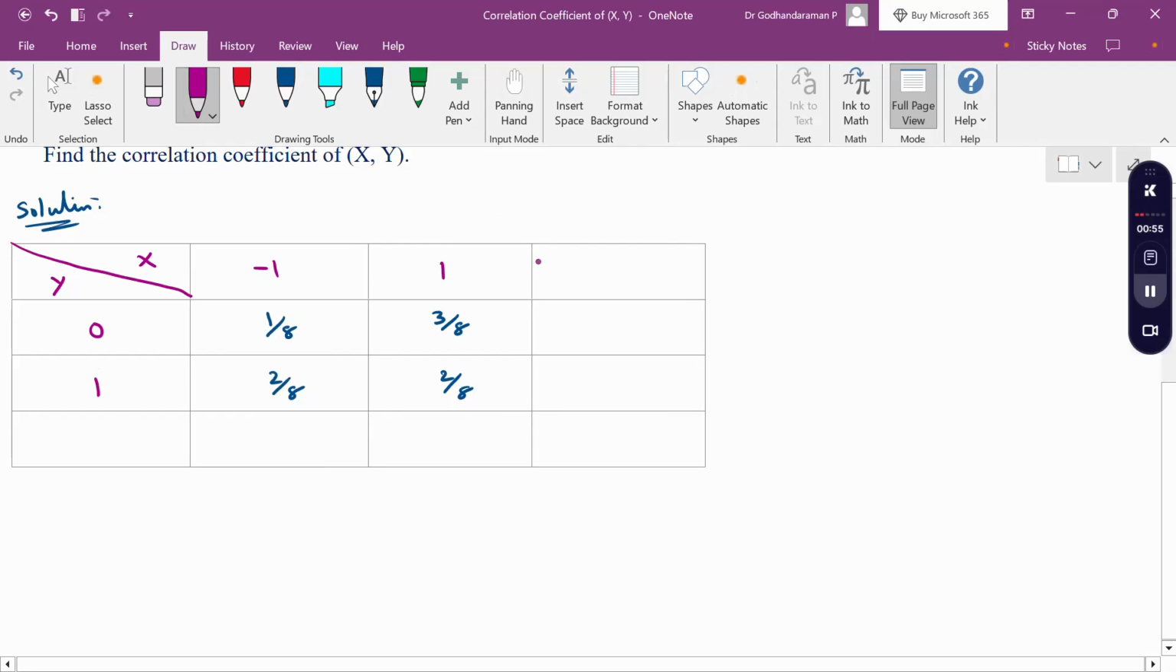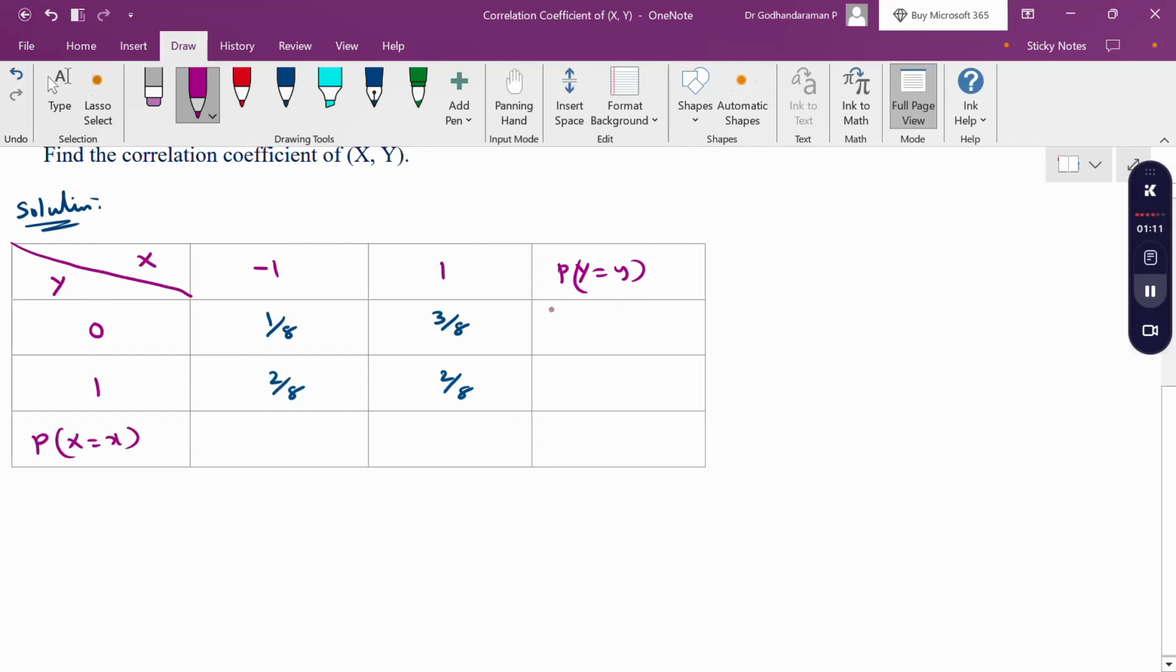Now I should take the marginal function. When we fix X, we sum over Y; when we fix Y, we sum over X. So P of X, P of Y. The P of Y is nothing but the marginal function on Y, and this is the marginal function on X.